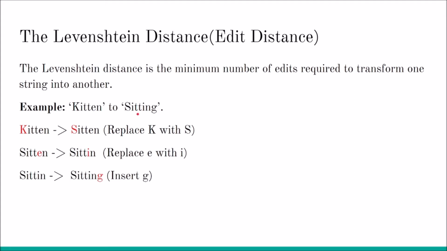So we don't need to perform any operations here. We need to perform operations only when there is a mismatch. Now on the next step we can transform this E with an I. And finally we can insert G at the end of the string to complete our transformation. Now notice we needed three edits to complete this transformation of kitten to sitting. Now this is known as the edit distance, and which in this case is 3.